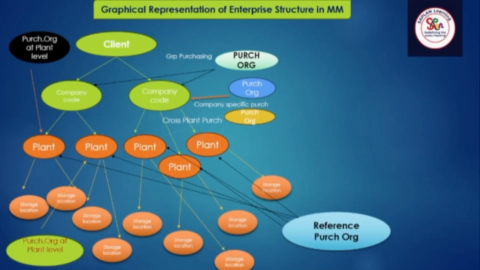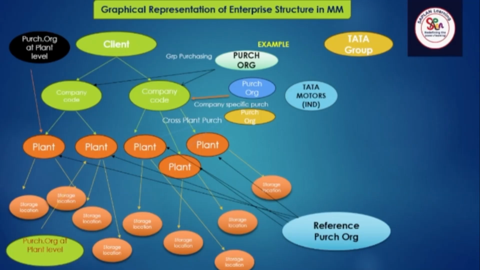Apart from that, we also have an individual purchasing organization at plant level. That means we can create one purchasing organization which will be linked with a single plant, or a purchasing organization can be assigned to each plant separately.